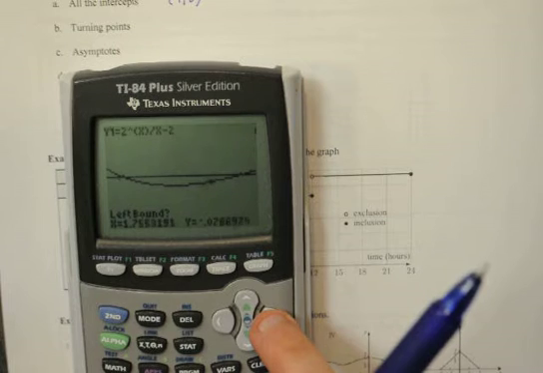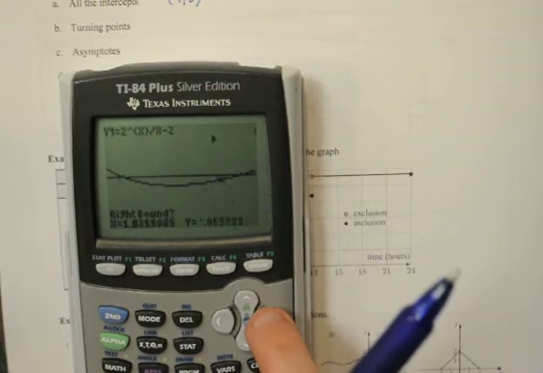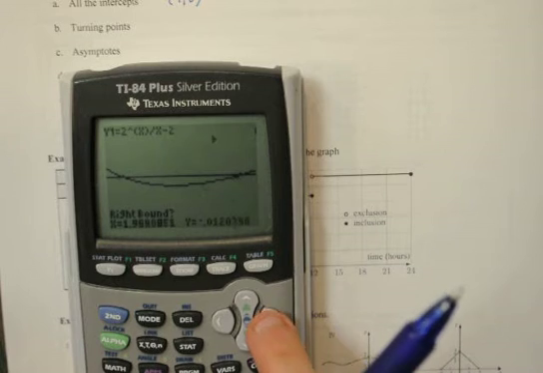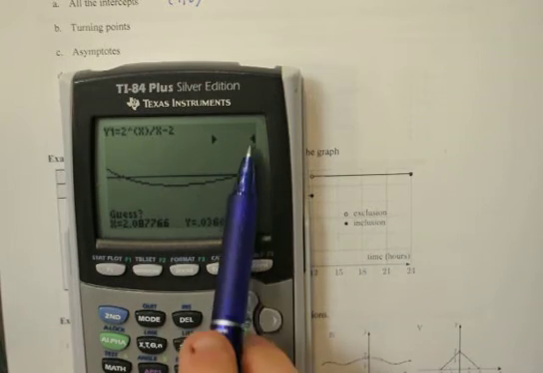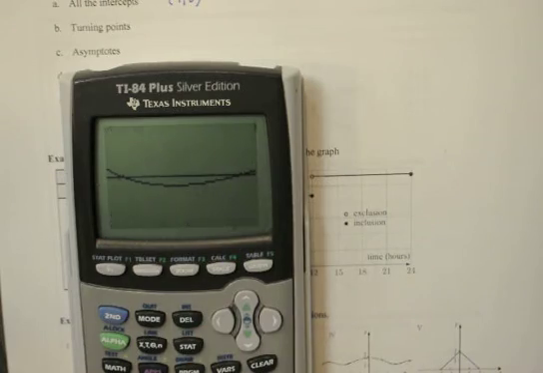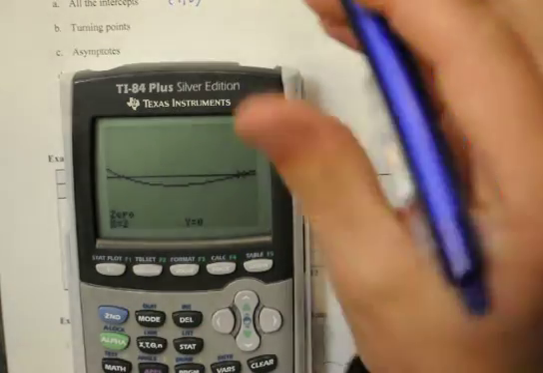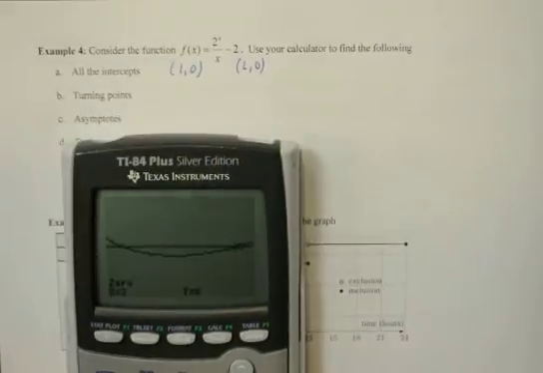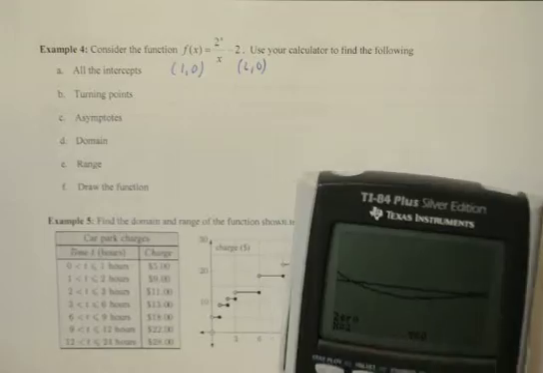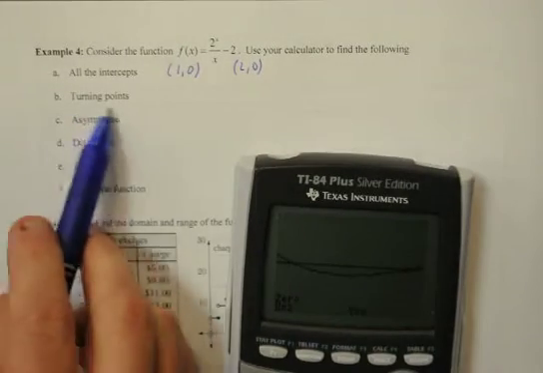We need to go to the left, which is there. We need to go to the right, which is there. We'll find it in this interval. 2, 0. Okay, so those are our intercepts. Find all the turning points.